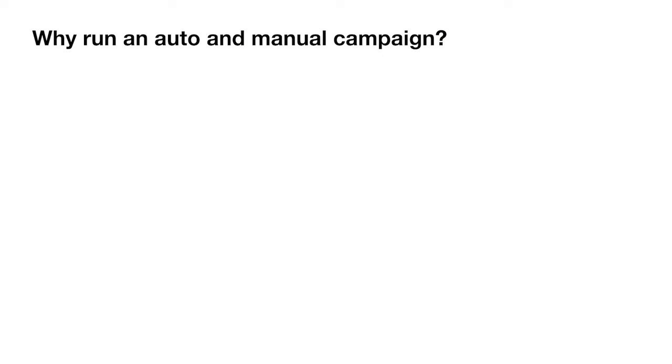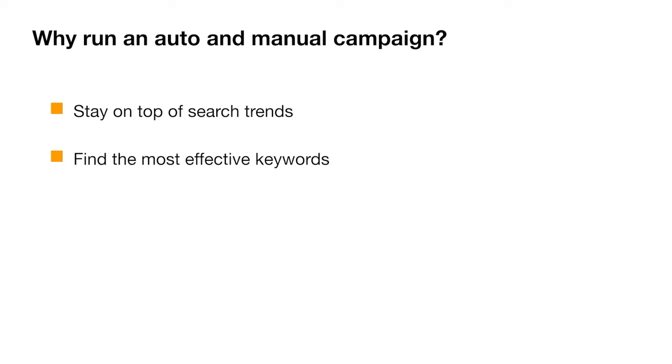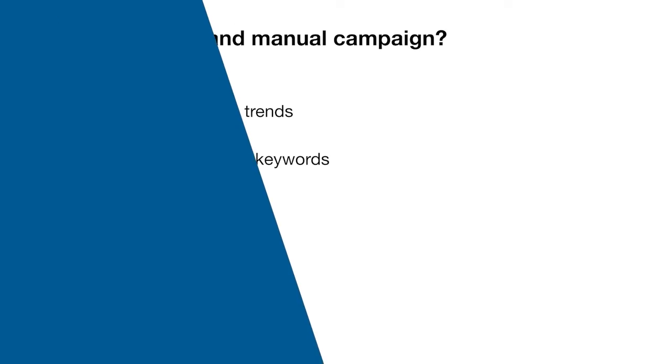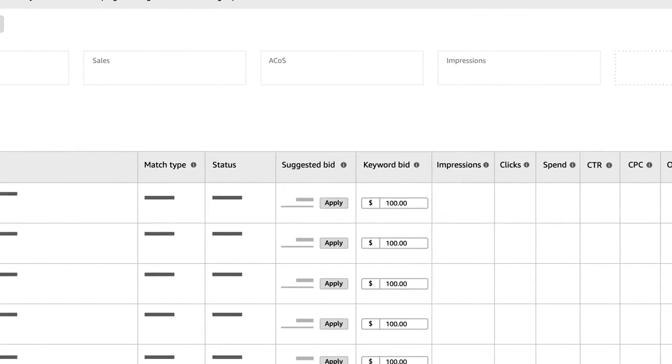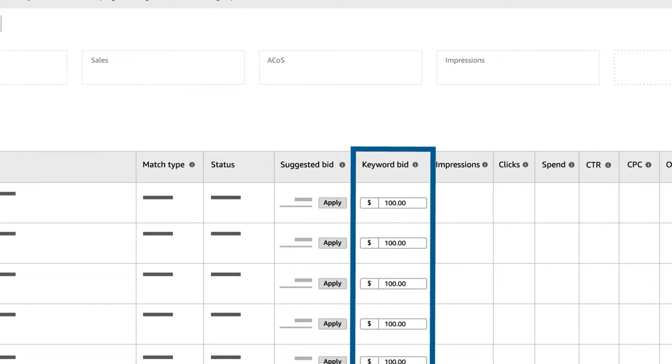This approach lets you do two important things: stay on top of search trends with your automatic campaign and double down on the most effective keywords in your manual campaign. Manual targeting gives you the option of setting keyword-level bids, which means you can bid more competitively and confidently on the ones you know are meeting your sales goals.